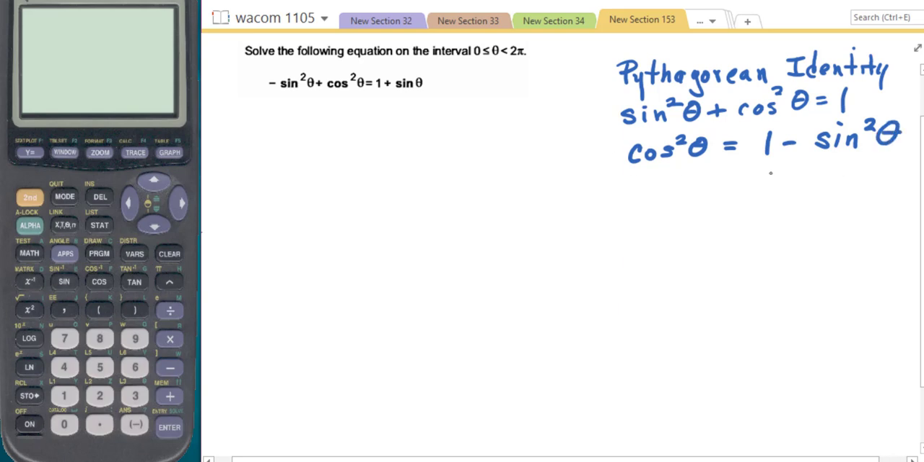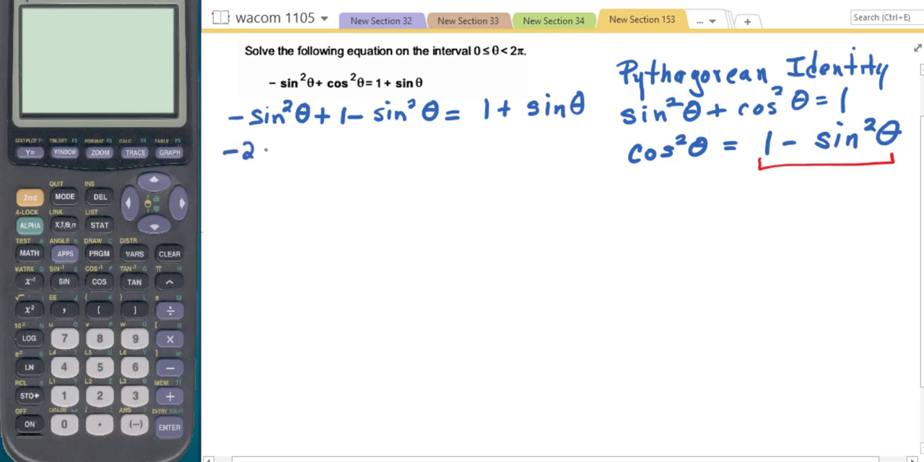And we can substitute the expression with the sine for this cosine squared theta. So we have negative sine squared theta plus 1 minus sine squared theta equals 1 plus sine of theta. All right, let's put these two together. Your coefficient is a negative 1 in each one. So we have negative 2 sine squared theta.